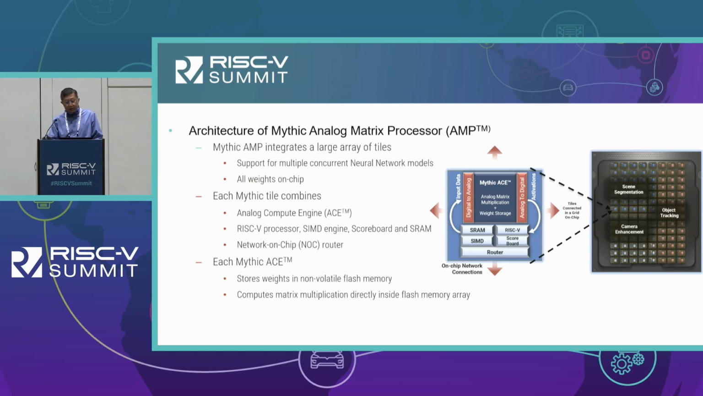Mythic's main product is a SoC solution called the Analog Matrix Processor, or AMP. The analog matrix processor consists of a two-dimensional array of lots of computation tiles stitched together, just like the picture on the right-hand side. It's a two-dimensional array with lots of identical processors stitched together through an on-chip network of routers. Our SoC is able to support multiple concurrent neural network models, and all the weights are put on chip, so you save lots of off-chip memory, as well as improve performance.